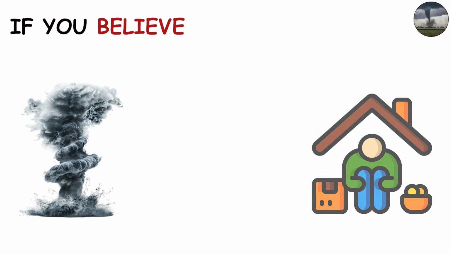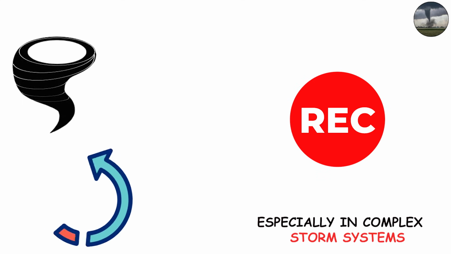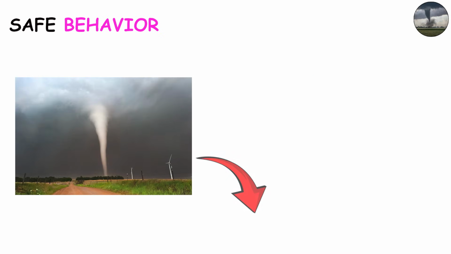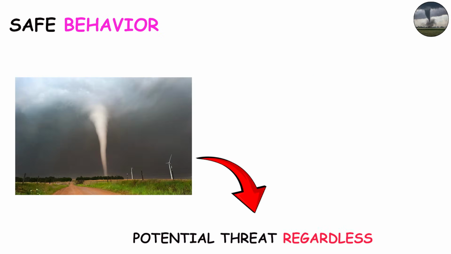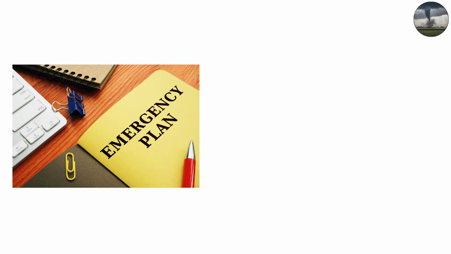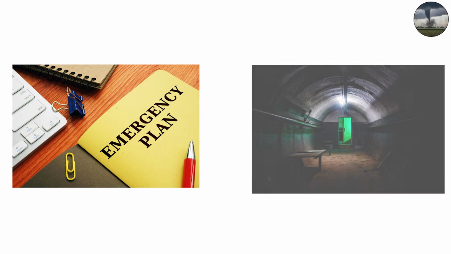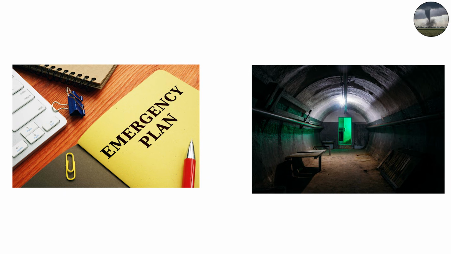If you believe the tornado is moving away from you, you might delay taking shelter. Tornadoes have been recorded moving backwards or rotating unexpectedly, especially in complex storm systems. Safe behavior dictates treating every tornado as a potential threat, regardless of its apparent direction. Emergency plans should focus on securing interior shelter and avoiding exposure rather than guessing which way the storm will go.